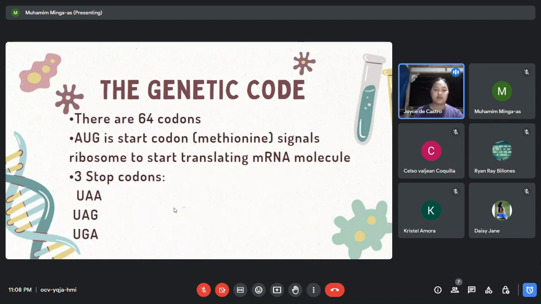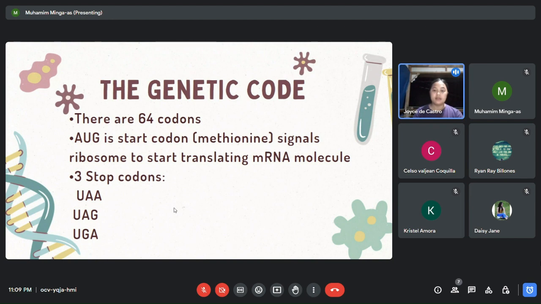So there are 64 codons. AUG is a start codon, or methionine, that signals ribosomes to start translating the mRNA molecule. AUG is the most common start codon and it codes for the amino acid methionine in eukaryotes and formyl methionine in prokaryotes. During protein synthesis, the tRNA recognizes the start codon AUG with the help of some initiation factors and starts translation of mRNA.